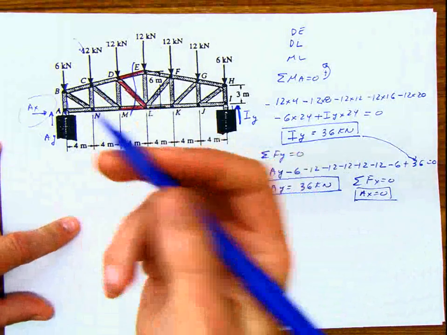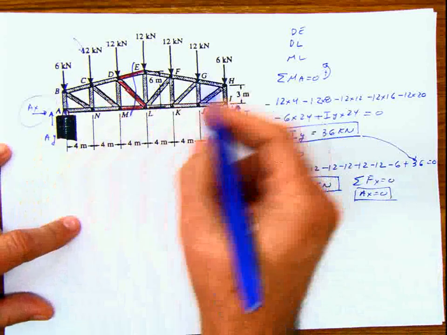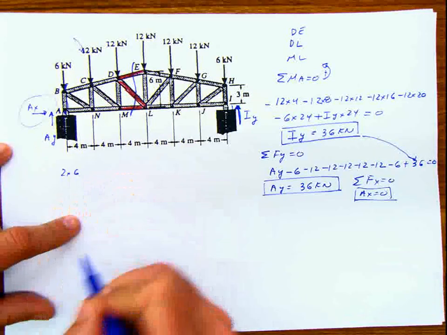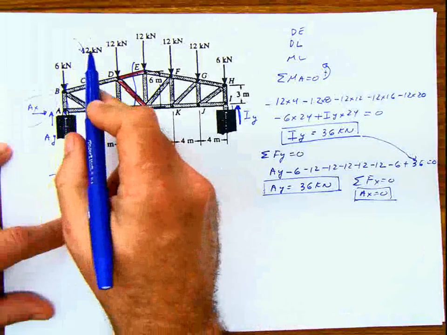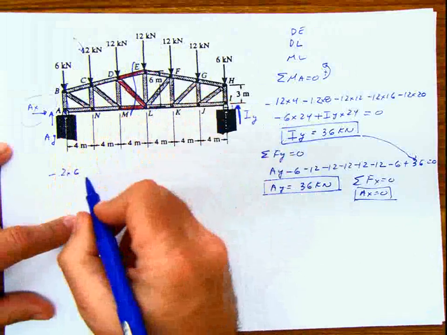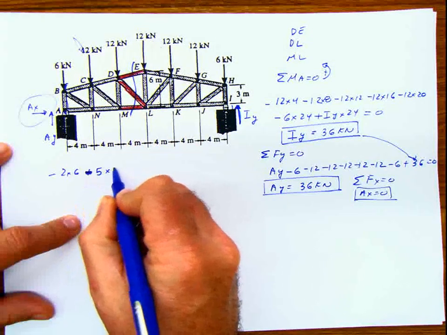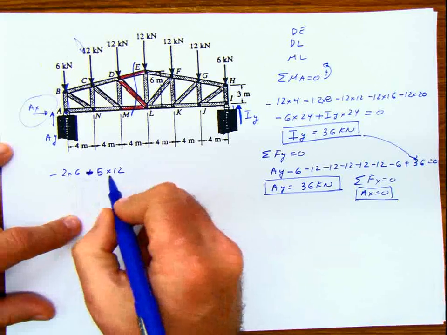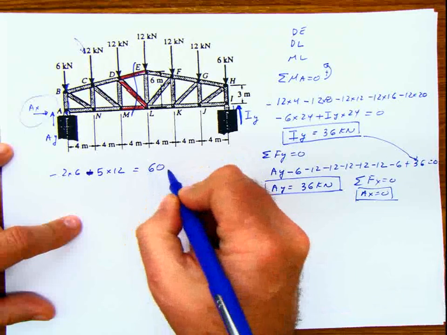So I could do this just by saying, how many forces of 6 do I have? 1, 2. 2 times 6, because I have 2 forces of 6. Negative, because it's going down. Okay, perfect. And then I have 1, 2, 3, 4, 5. Negative 5 times 12. That's 60, right?